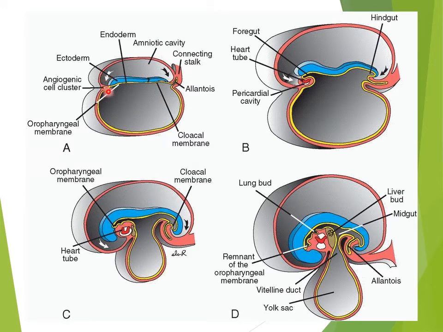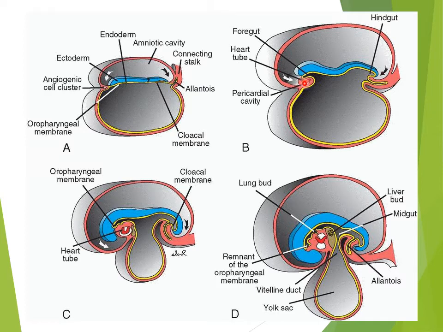Here cranially you can see this is the cardiogenic area, where the primitive heart tube is developing, and this is the caudal aspect where you can see the connecting stalk along with that diverticulum of the endodermal lined yolk sac known as the allantois.